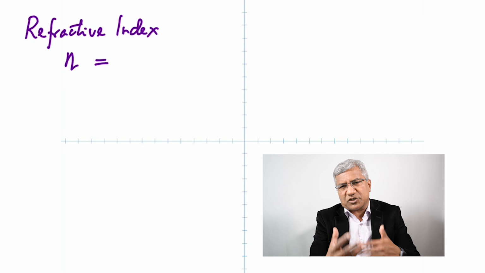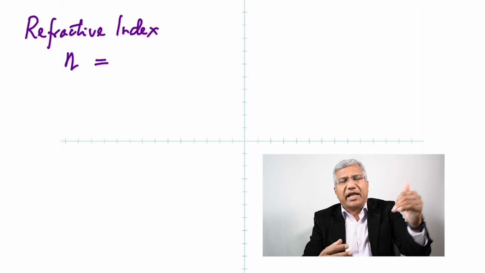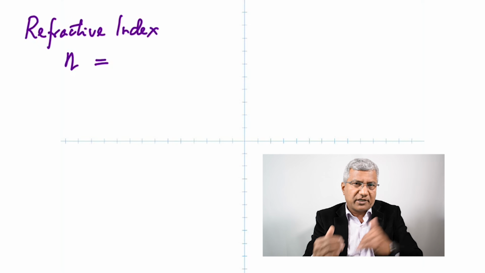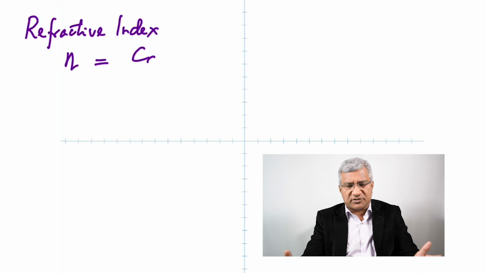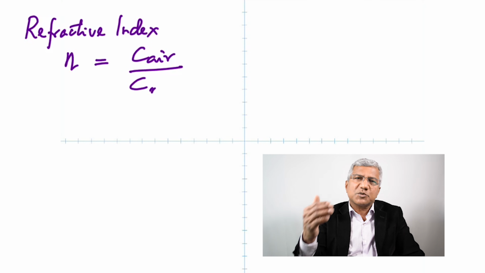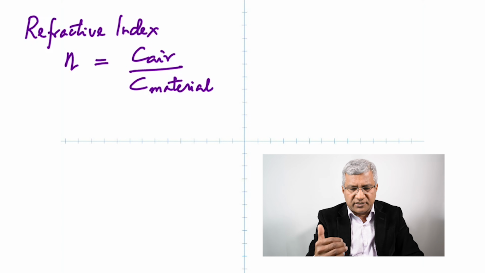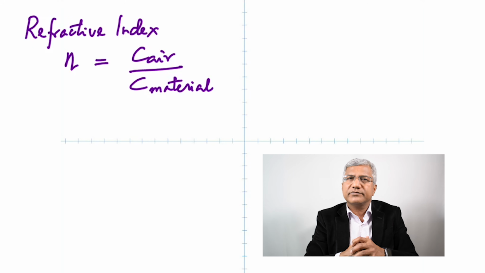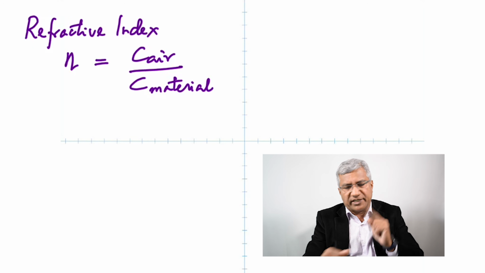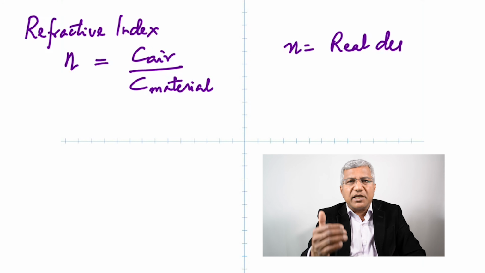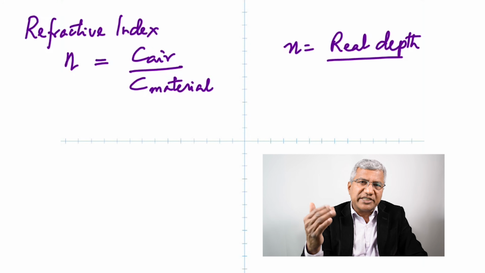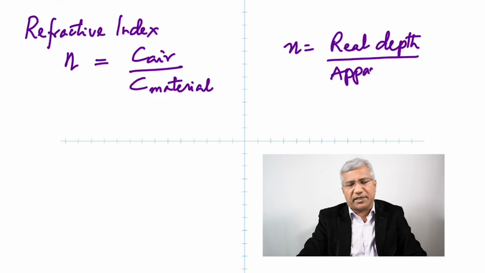So let's say we're talking about light moving from air into water. The refractive index of water would be the speed of light in air divided by the speed of light in water. Okay, that's one definition. The second one is refractive index is real depth by apparent depth.